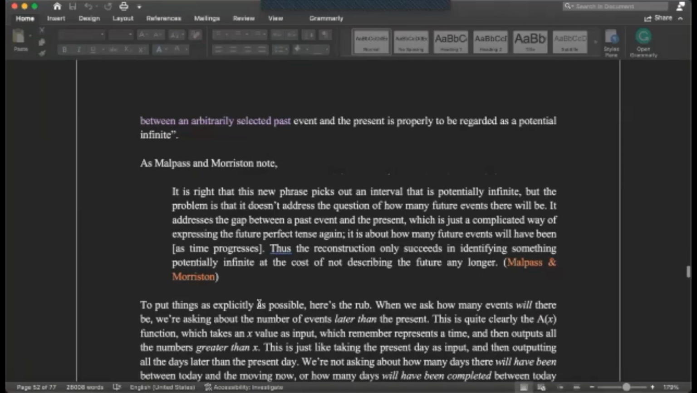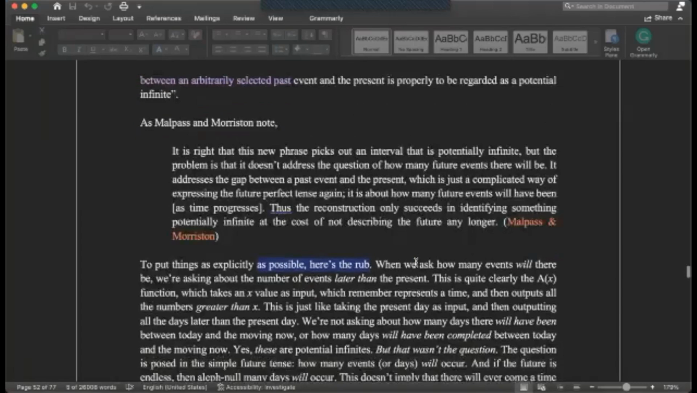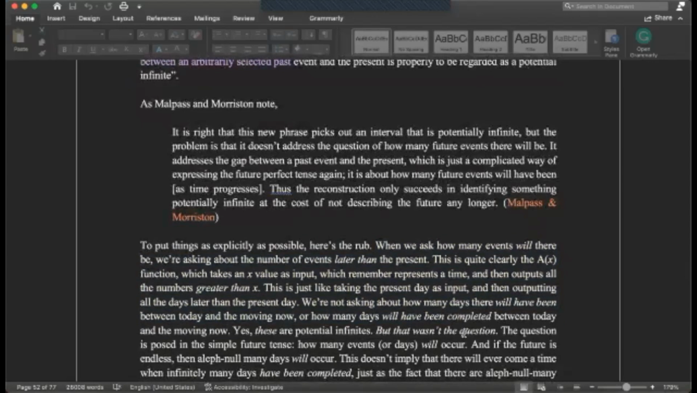So, to put things as explicitly as possible, here's the rub. When we ask how many events will there be, we're asking about the number of events later than the present. This is quite obviously the A of x function, which takes an x value as input, which remember represents a time, and then outputs all the numbers greater than x, or all the times later than x. This is just like taking the present day as input and then outputting all the days later than the present day. We're not asking about how many days will have been completed between today and the moving now. Yes, these are potential infinites, but that wasn't the question.